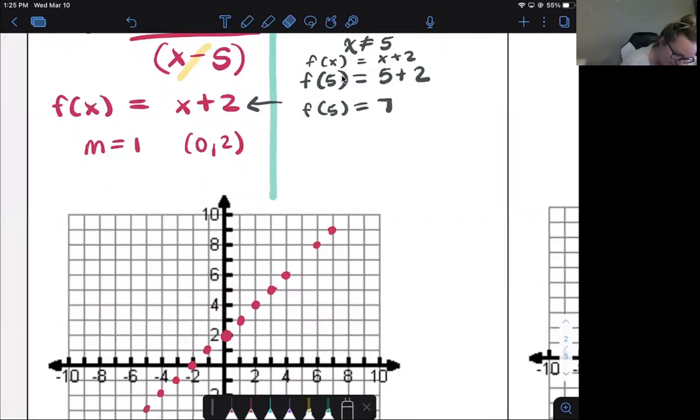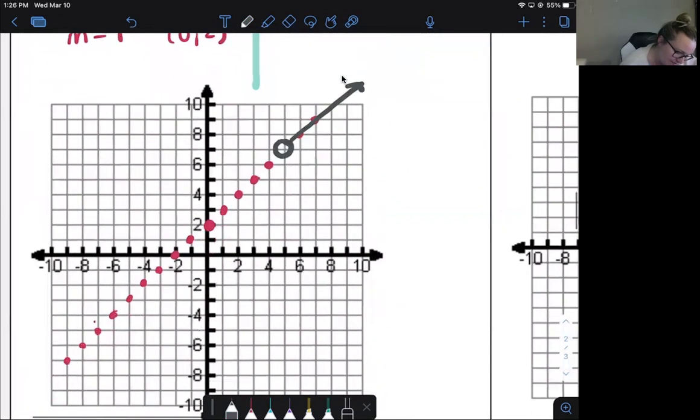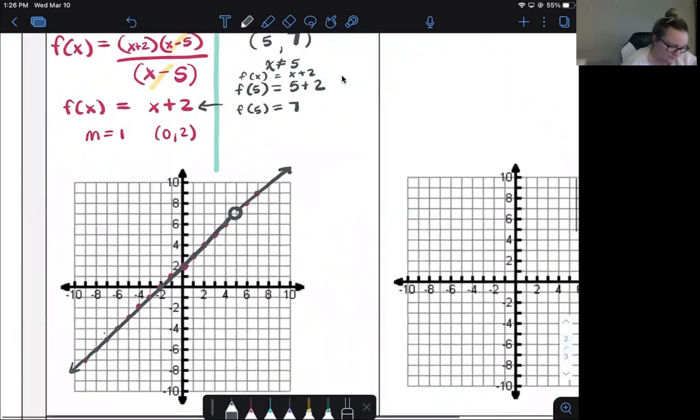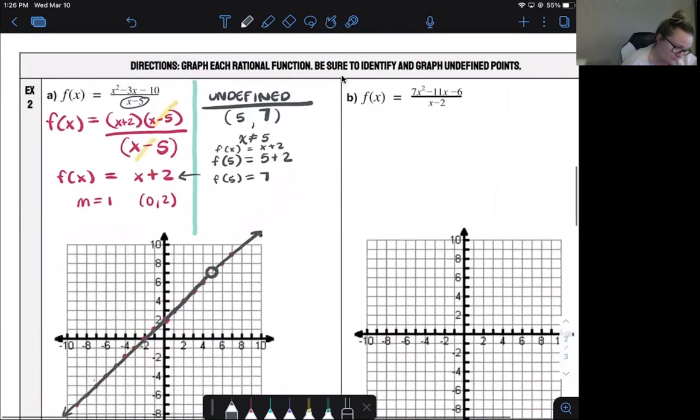I'm going to erase it because I had already had it on my graph. And I'm going to put an open circle at (5, 7). So our function's graph includes all of the points to the left and right of (5, 7), but the point (5, 7) itself is actually undefined. And there we go.